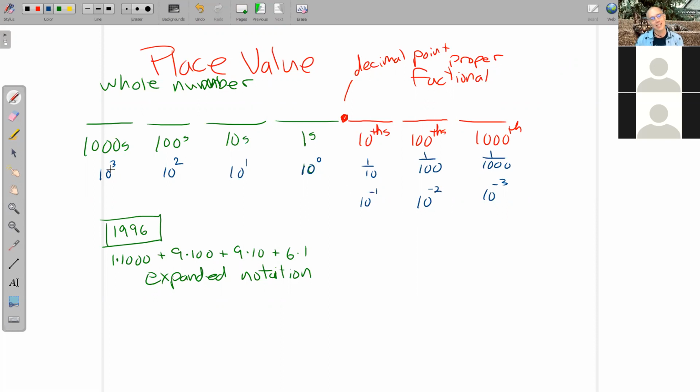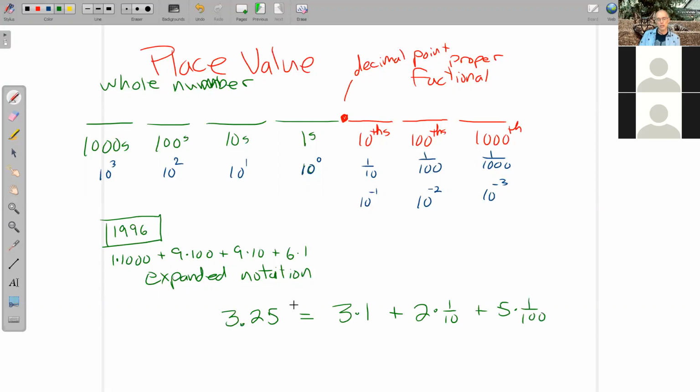Let's see. So we've got these positive powers for place value, and now we have a negative exponent, which just means flip the base. So that's a good thing to know. So if I wanted to expand a mixed decimal number, like maybe 3.25, that would be 3 ones and 2 tenths, which I could write like that, and 5 hundredths.